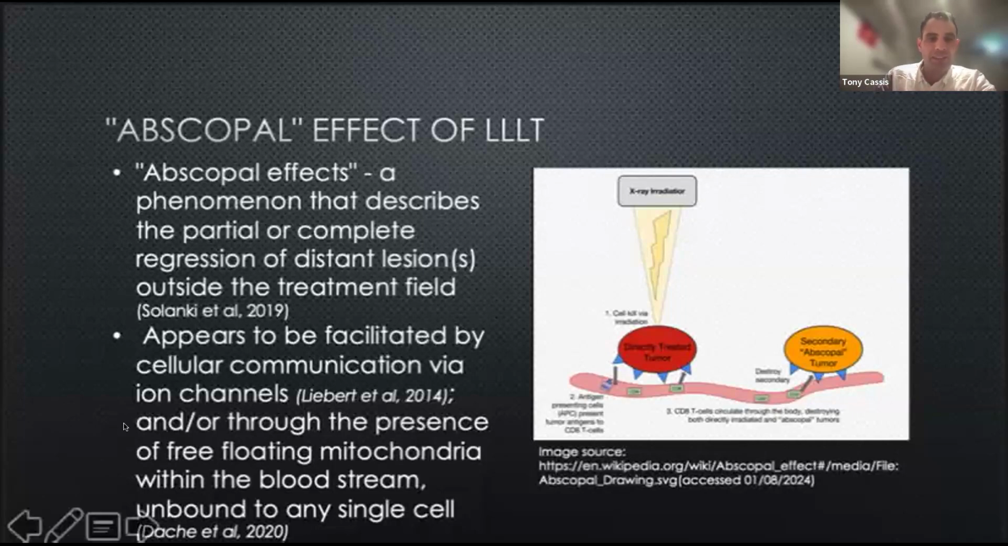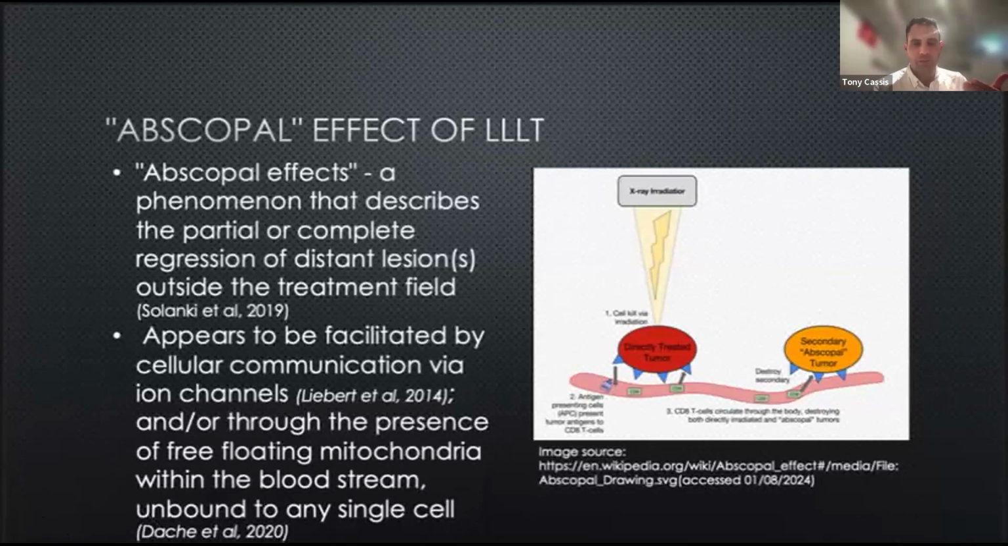And again, this is all published, and it's all in the references at the end, but this appears to be one of the factors creating this abscopal effect. So you can treat one area, take plantar fasciitis, for example. On my patient with the knee pain, it didn't help his meniscal tear, but his back pain got better. And this is one of the mechanisms that they're suggesting for why that worked.